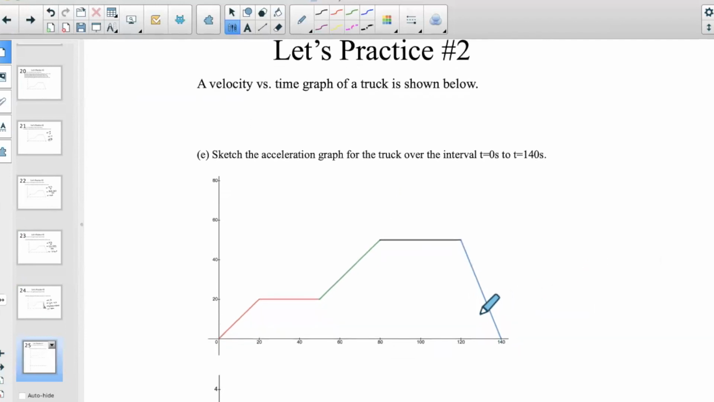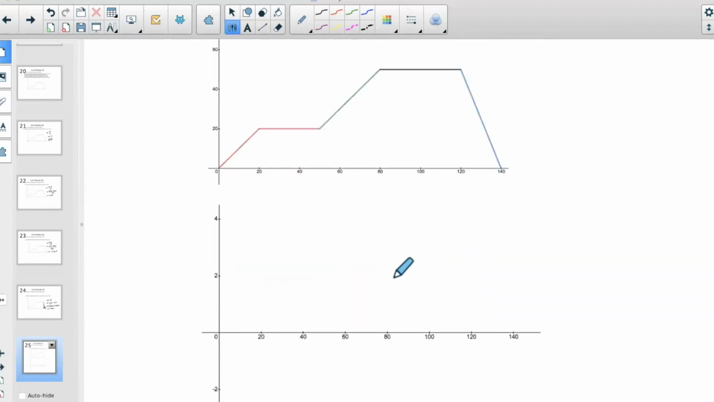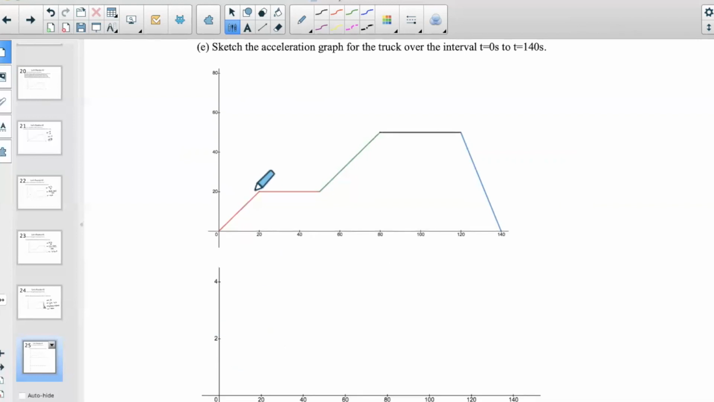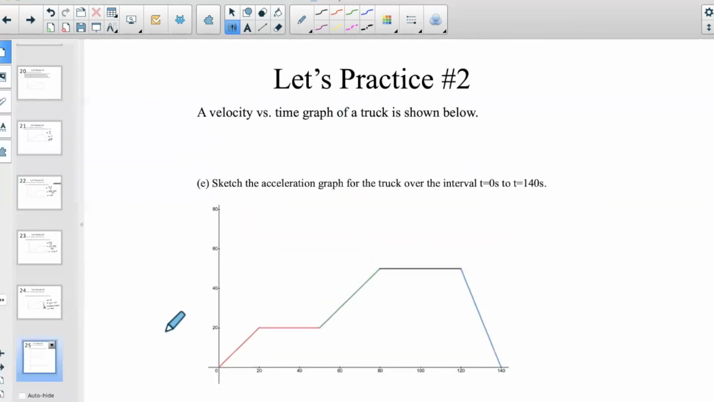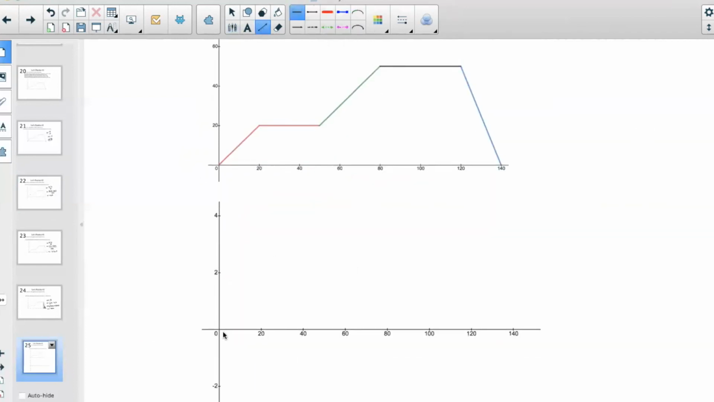Finally, in part E, using our velocity time graph, we want to sketch an acceleration time graph for our truck. So as I've said multiple times throughout this problem solving experience, we know that the slope of the velocity time graph is acceleration. So all we need to do is find the different slopes and write them on our graph. We can see here that the average acceleration, if you remember from part B, over this interval is 1 meter per second squared. So we can just draw a line at 1 from the time t equals 0 seconds to t equals 20 seconds.